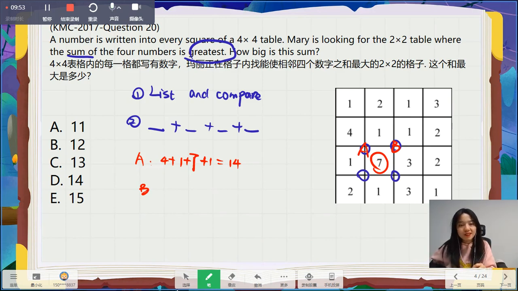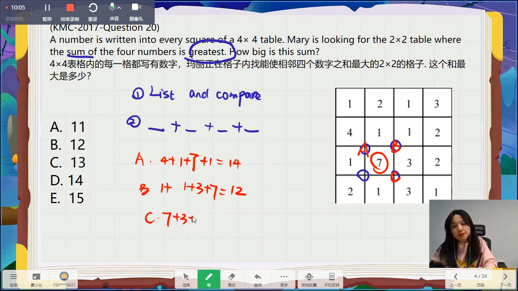Now let's see option B. Okay, so it also has 4 numbers. 1 plus 1 plus 3 plus 7 equals 12. Let's see C. Okay, and it has 7 plus 3 plus 3 plus 1 equals 14, and the last type. The last possible situation is 1 plus 7 plus 2 plus 1 equals 11.